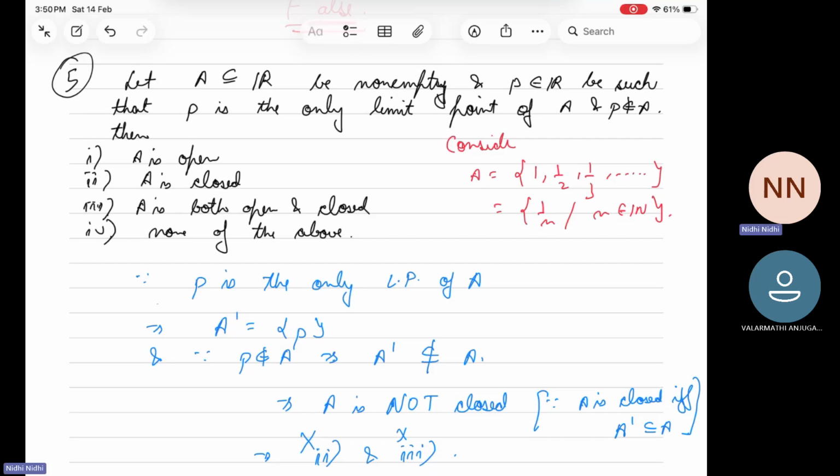Clearly, this is a non-empty subset of R and it has only one limit point. What will be that limit point? Clearly, p equal to 0 is the only limit point of A. So we are in the same scenario. So can you say anything about this set A, whether this is open or not?